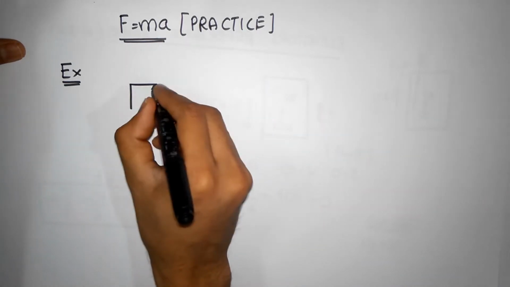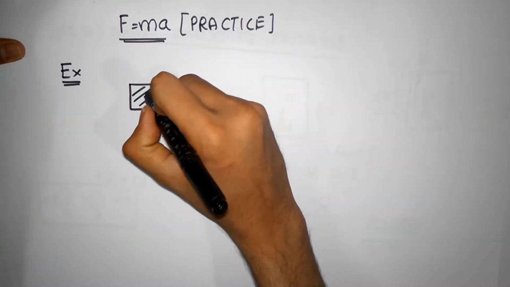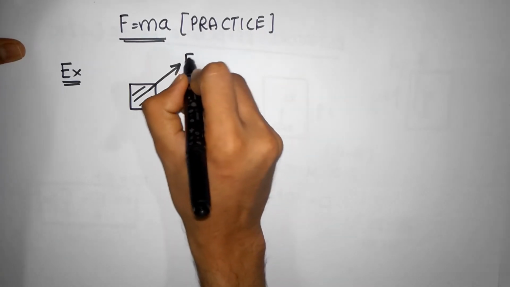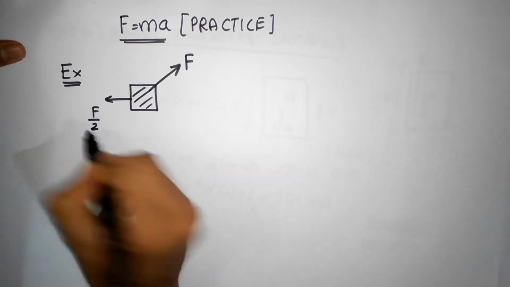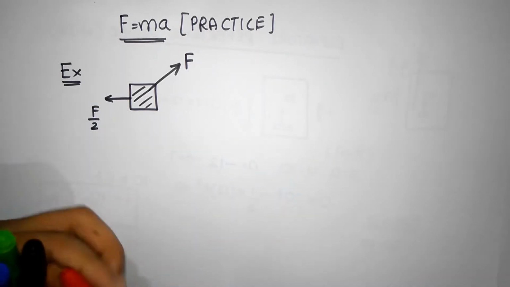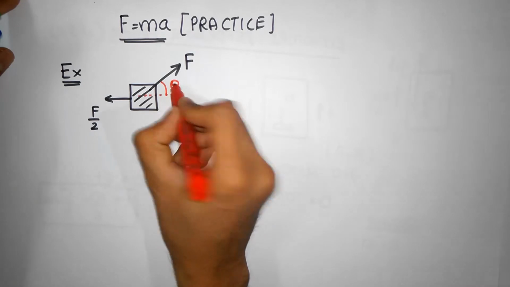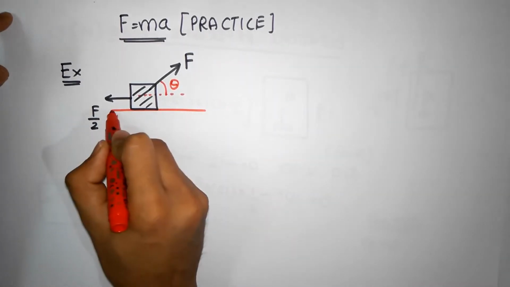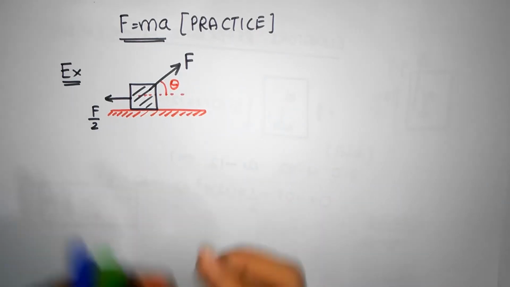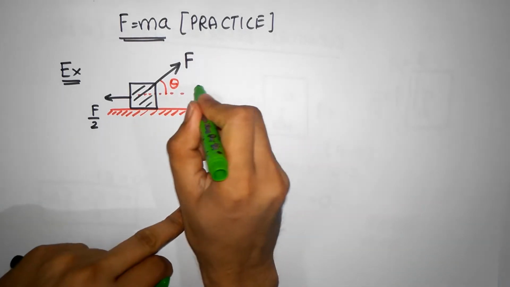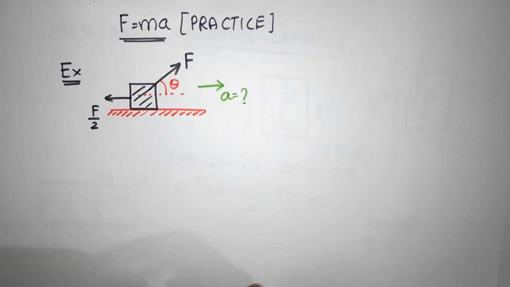So imagine I have a box. It's been subjected to forces like this. Imagine there's a force F this way, and there's a force F by 2 this way. Let's say this angle is theta, and this is on a smooth surface. What is the acceleration of the block? That's my question. The block has some mass m.